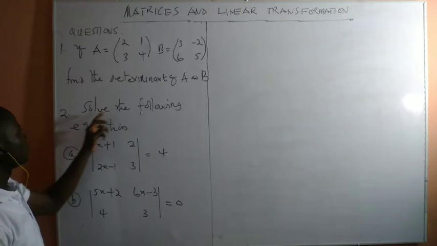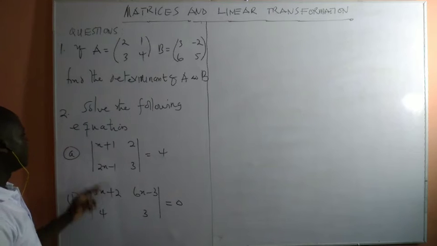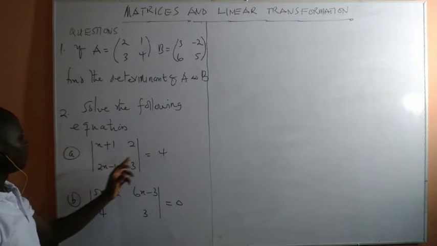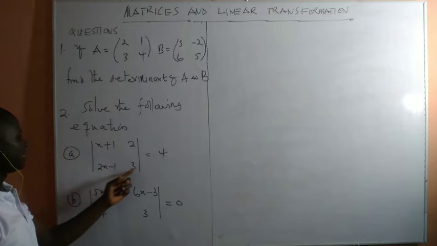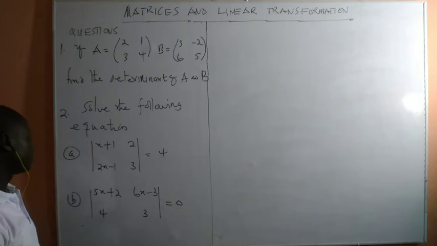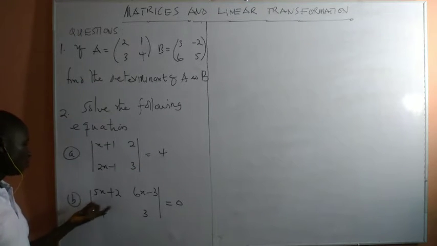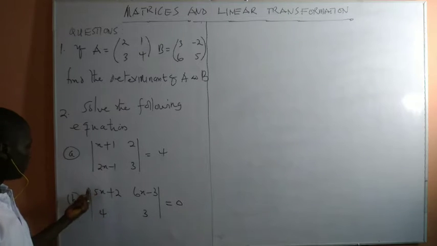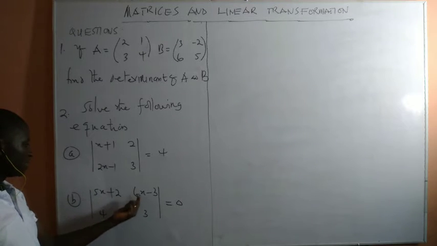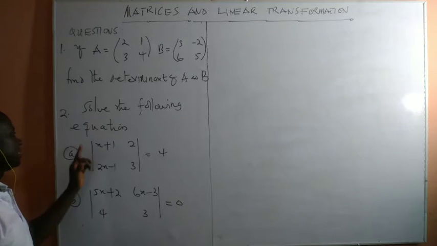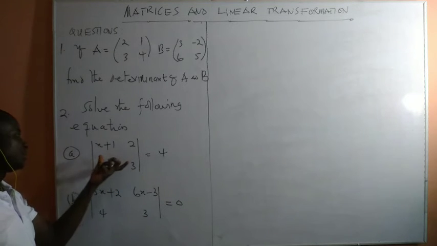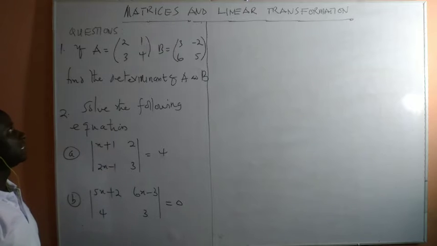Question number 2, we have to solve the following equations. The determinant of this matrix, x plus 1, 2, 2x minus 1, 3, is equal to 4. We have to solve this equation. And we are also asked to solve the determinant of 5x plus 2, 6x minus 3, 4, 3 equals 0. Don't forget that this is the determinant symbol. So when you see this, we are talking about determinant.